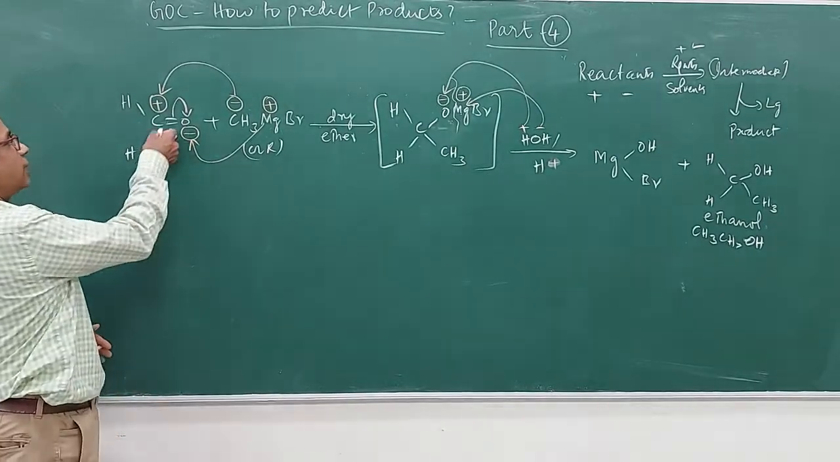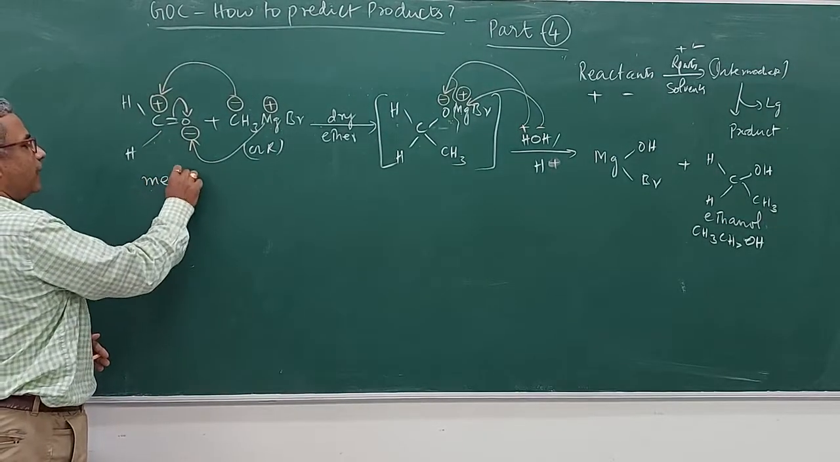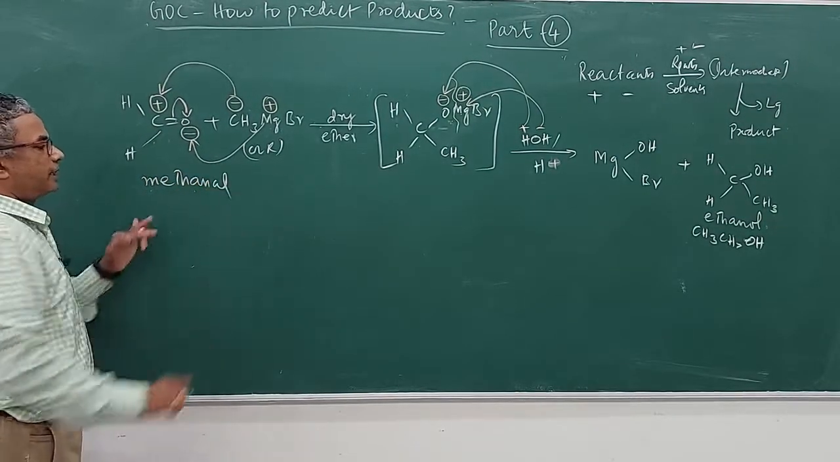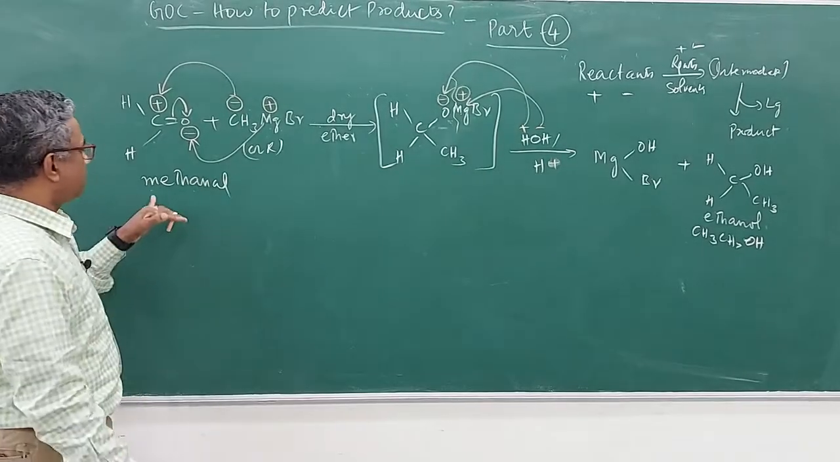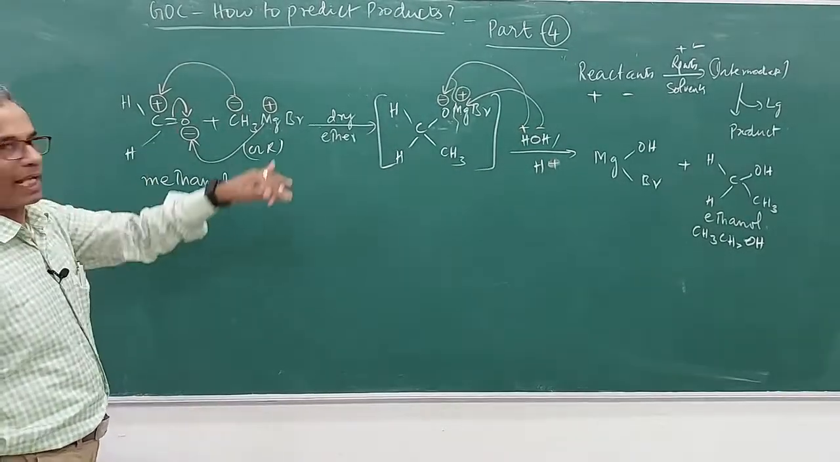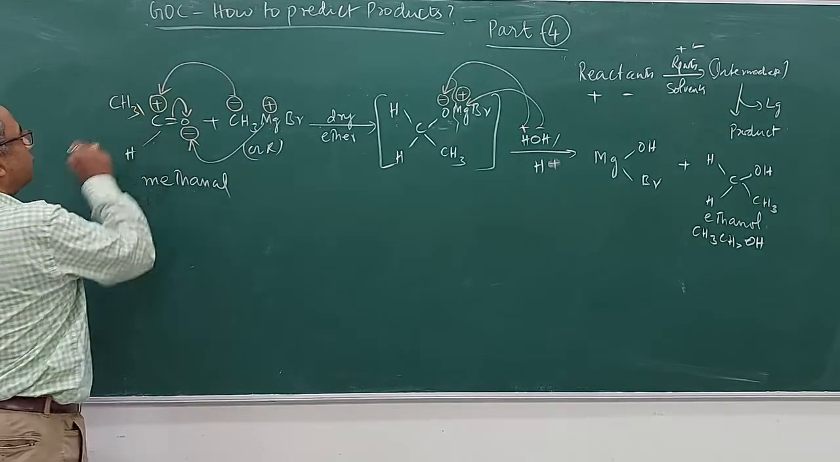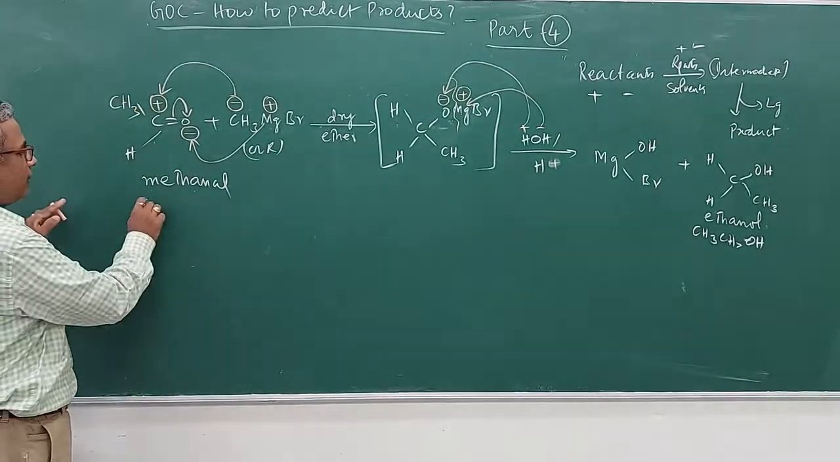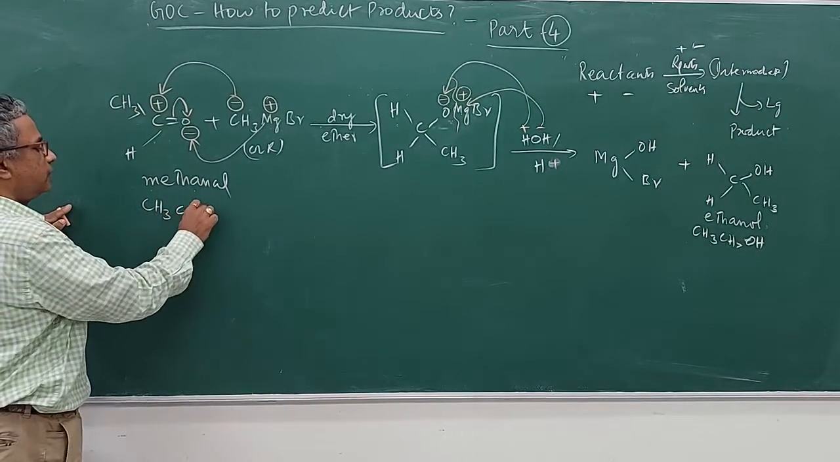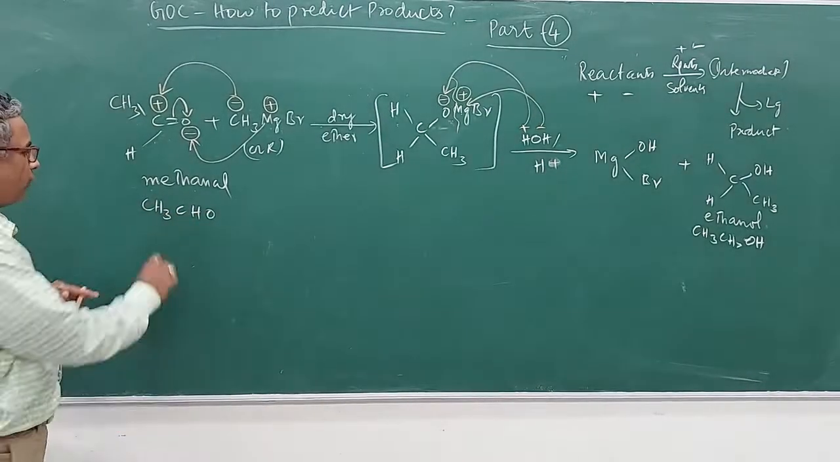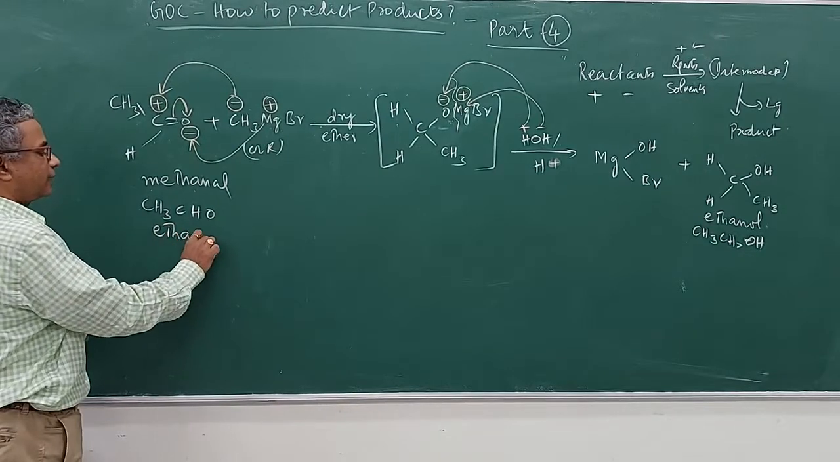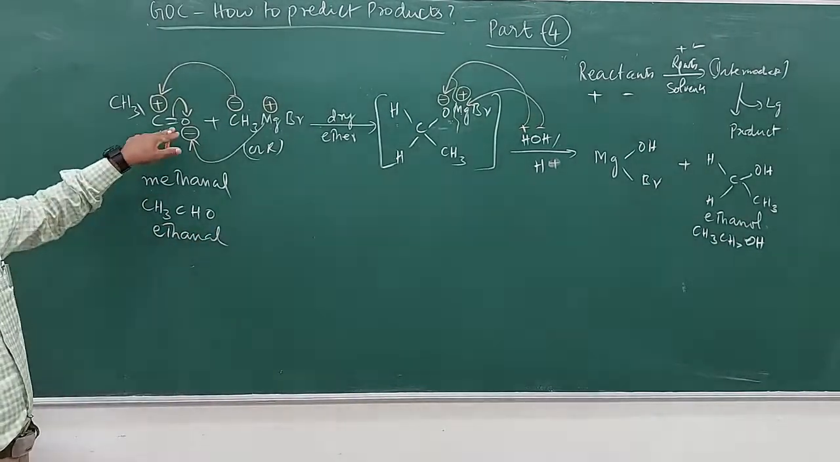So this methanol is converted to ethanol. Suppose instead of formaldehyde you take acetaldehyde, the reaction is very simple. I will just take CH3 here. So now this will be CH3CHO, that is, acetaldehyde. The same reaction will apply here.